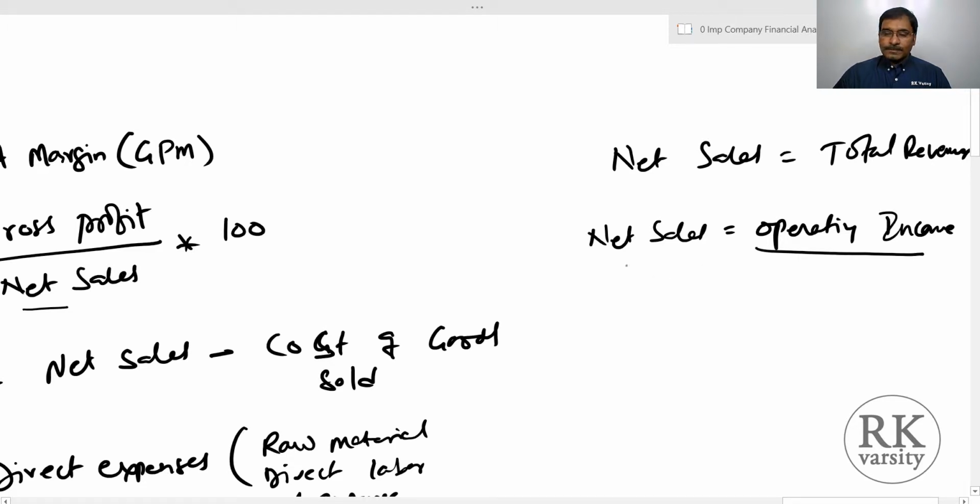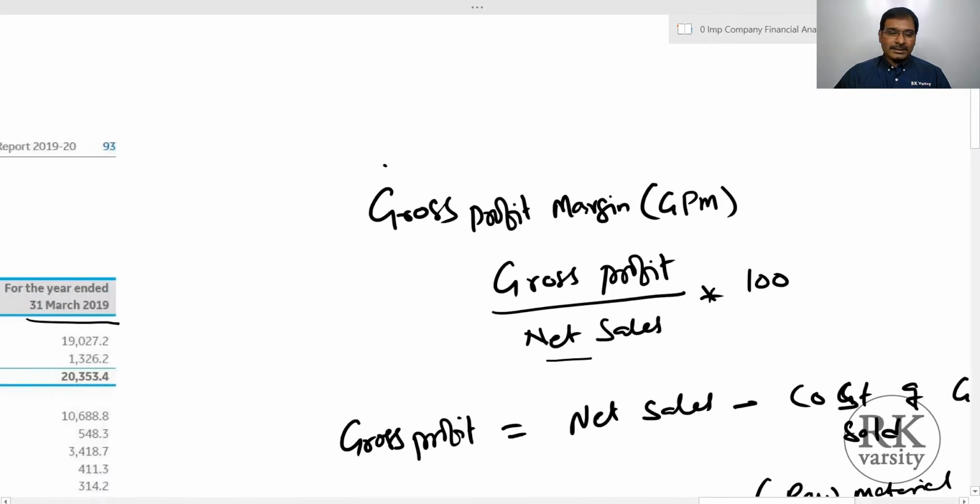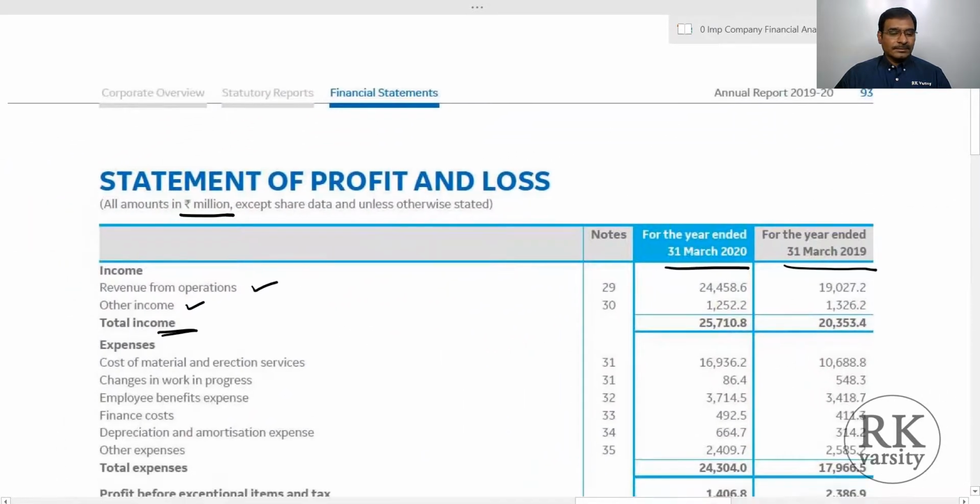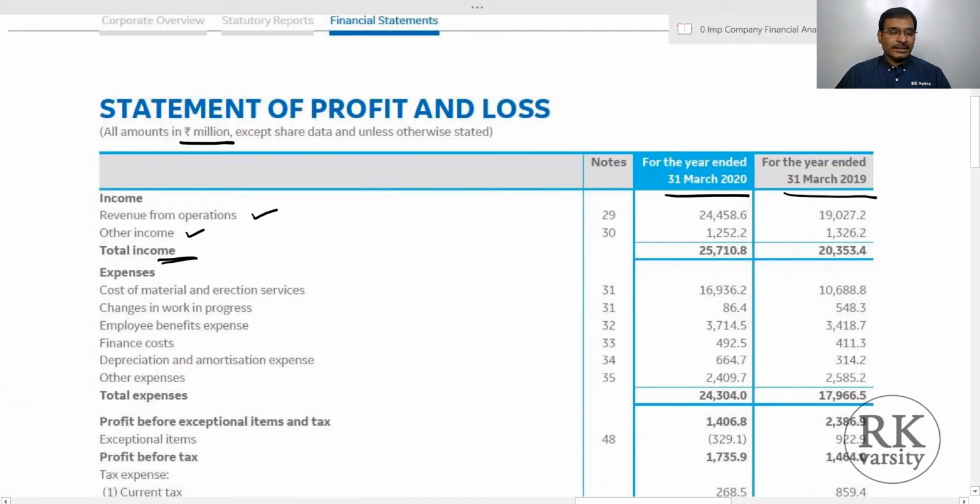because the net sales is your operating income, and the operating income is the amount which you actually generated by performing the operating activities. Other income is generated by investing your excess money into different investment options. I'll show you what is the operating income and what is the non-operating income. But in my videos, I use operating income as net sales. So here revenue from operations is considered.